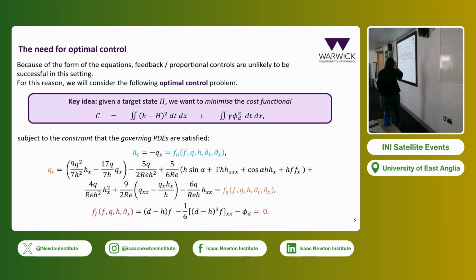Just for notation for the next slide, we can rewrite the PDEs as saying the time derivative of the height is some function of the control, the flux, and the height. The time derivative of the flux is a function of everything, and the third equation didn't have a time derivative, so it's the same function equal to 0. So we're minimizing this cost function, constrained by the solution solving these three equations.